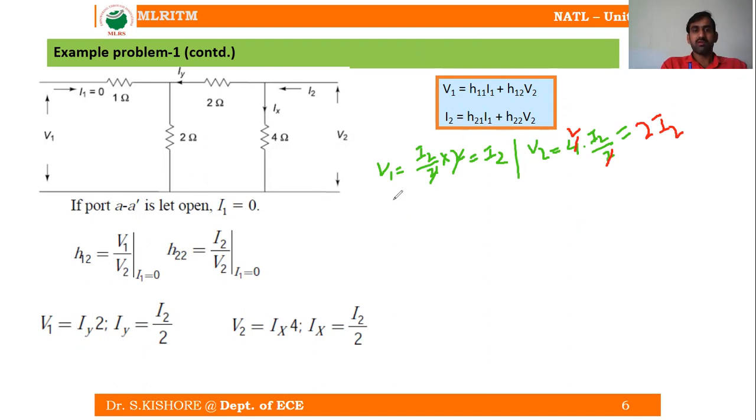So we can get V1 by V2. V1 is nothing but I2, divided by V2, which is 2I2. As V1 by V2 is a dimensionless parameter, it is equal to 1 by 2, because both I2s are going to get cancelled over here, and we are going to have 1 by 2, which is nothing but the H12 parameter. Similarly, we can get H22.